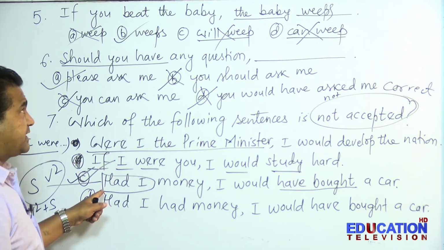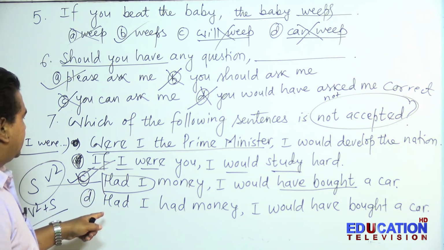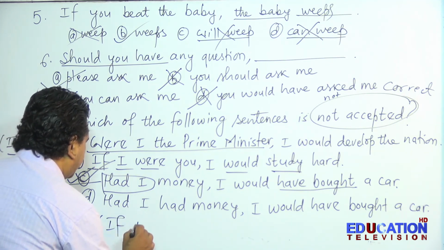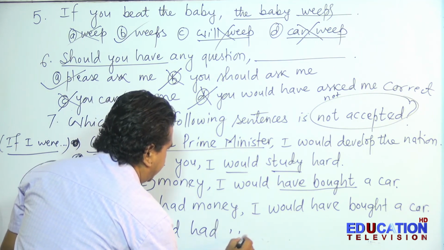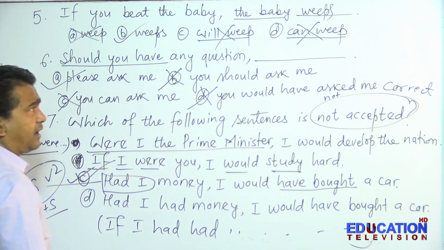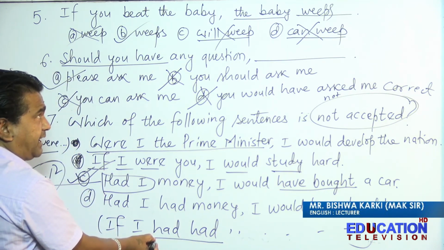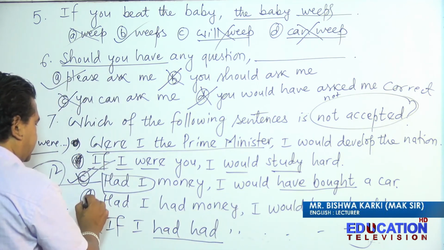You have to find the wrong sentence. This is wrong. It does not go according to the formula. Next one. Had I had money means if I had money, I would have bought a car. This is past perfect. If on the one hand here is had plus B3, the next should be would have plus B3. This is also right.